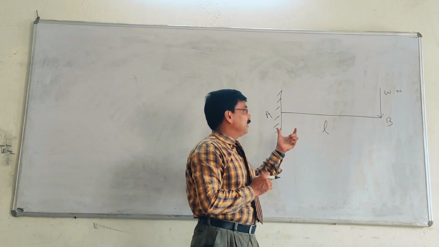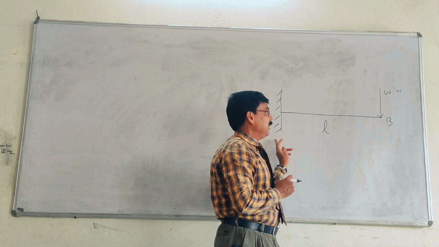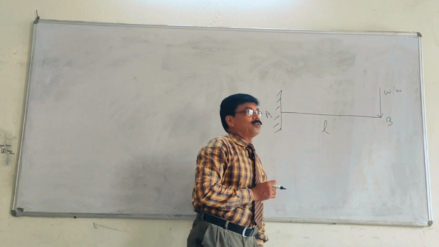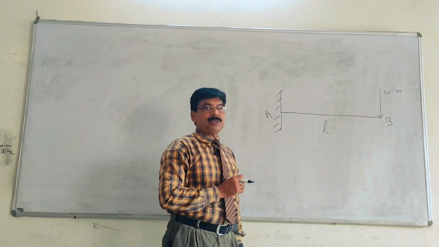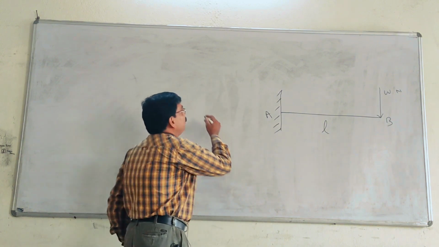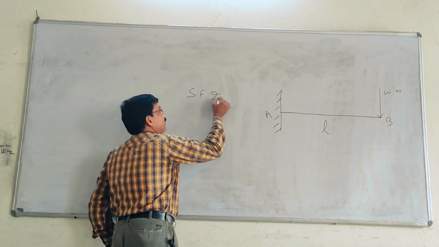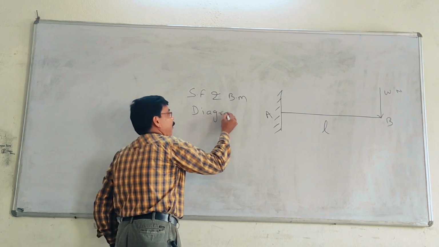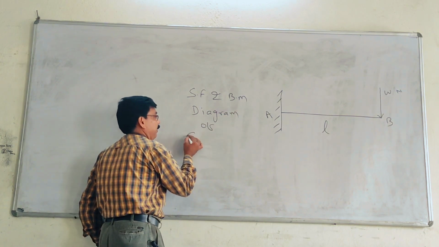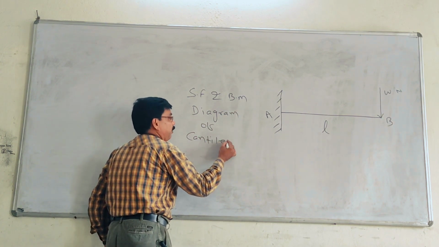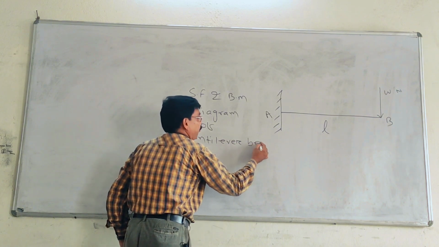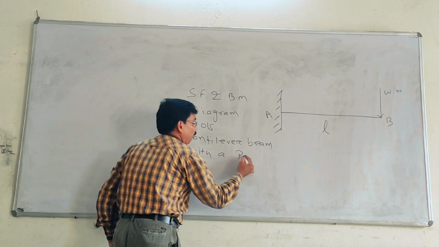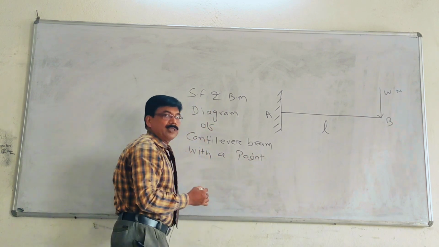We know that in a cantilever, one end is fixed and the other is free. At the free end there is one load, that is W. So we will draw the shear force and bending moment diagram of a cantilever beam with a point load, also called a concentrated load.